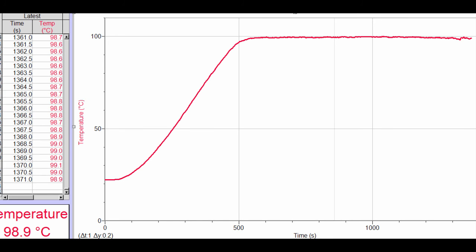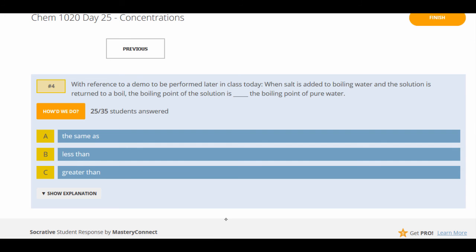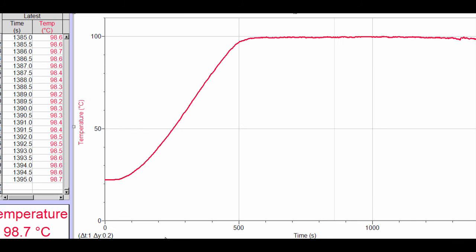It looks like it's boiling right around 99 degrees Celsius right now. Go ahead and get your predictions locked in. And we'll count down. 5, 4, 3, 2, 1. I won't actually show you yet. We'll go ahead and dump this in and see how we do.